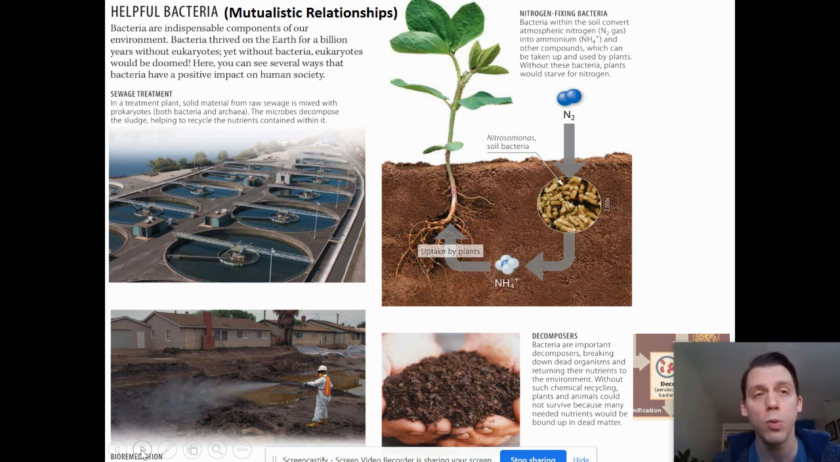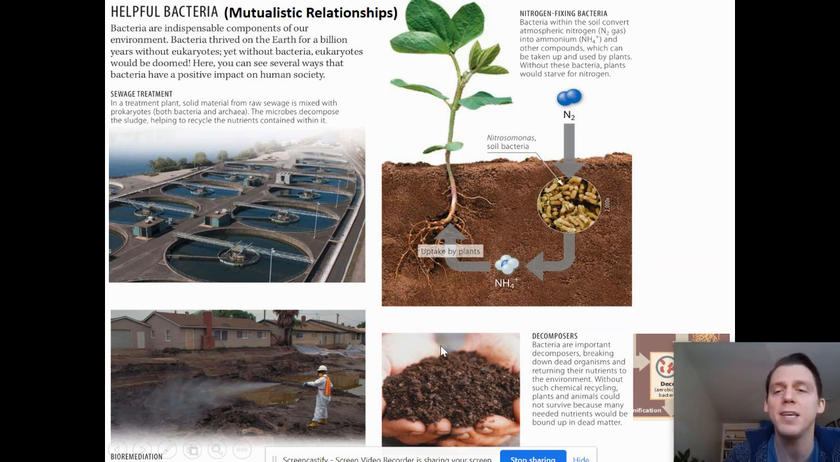Bacteria can be helpful. So some bacteria can help us. We use bacteria for sewage treatment to break down a lot of the waste that's produced and put in our sewage. Bacteria can fix nitrogen into the soil, right? So gaseous nitrogen is pretty inert, but bacteria can take it in the soil and turn it into something that plants can use, and that in turn helps us, right? Since we need plants to eat.